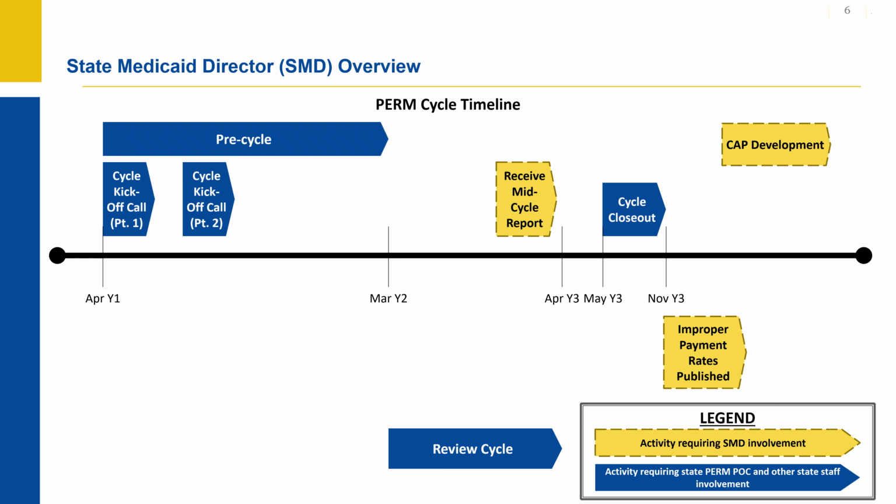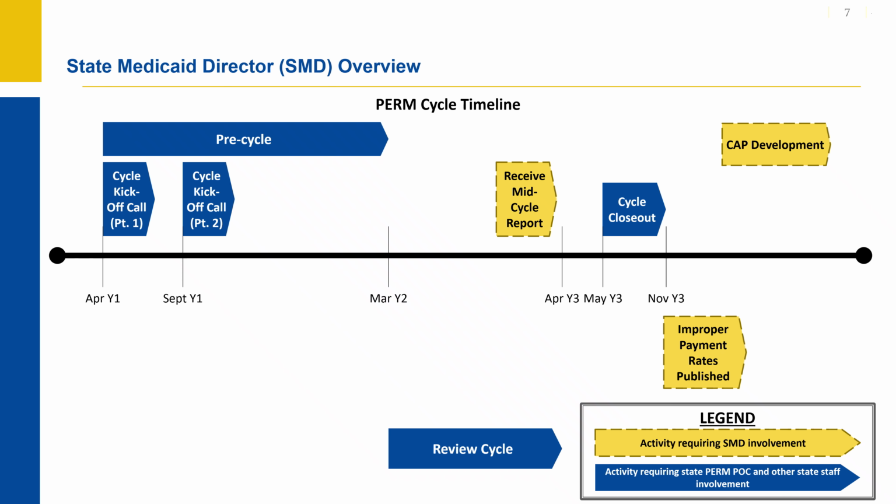Part 2 of the cycle kickoff call occurs in September of year 1. During this call, the PERM eligibility review contractor, also known as the ERC, provides states with a PERM overview, roles and responsibilities, differences between RYs, RY 2027 process details, and next steps with the ERC.